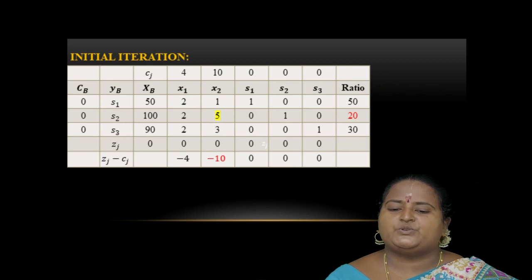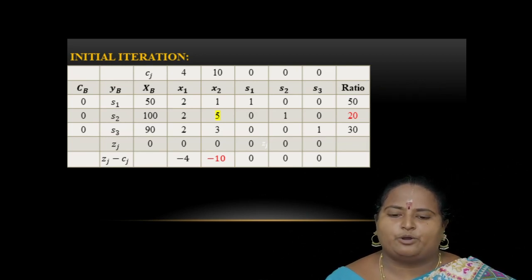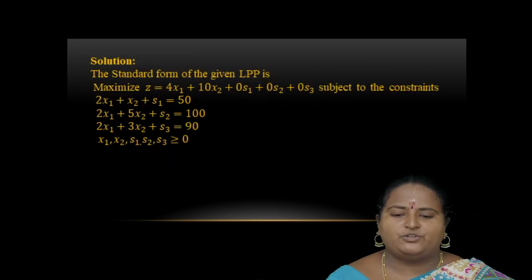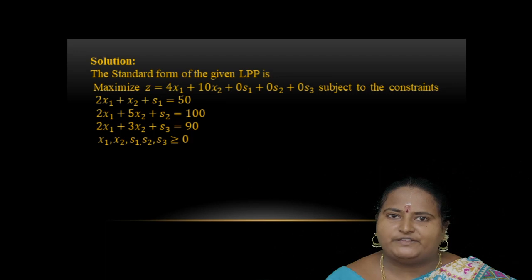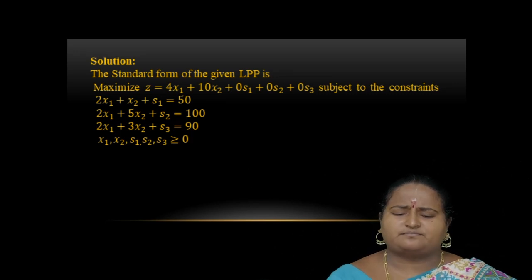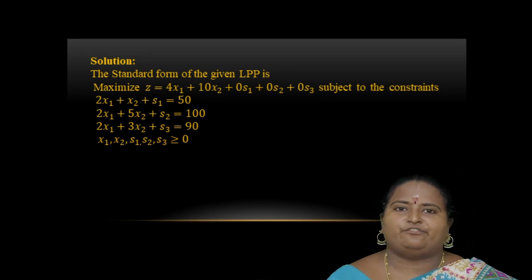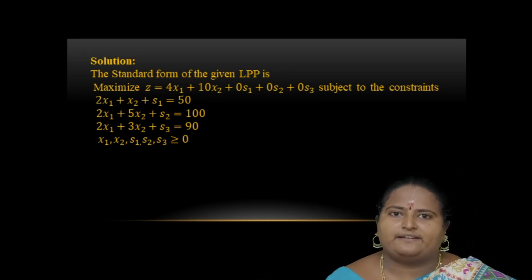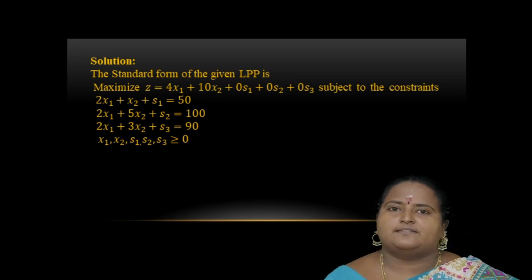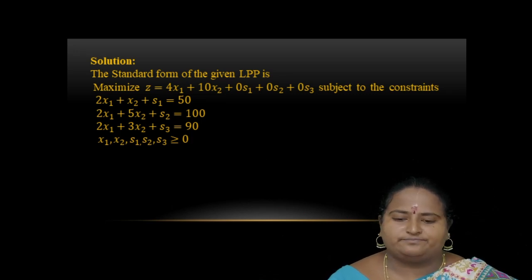Now we are going to form a table for solving the given linear programming problem using Simplex method. For that, first we have to check whether the given linear programming problem has an initial basic feasible solution. So here we have added three slack variables. So we can form a 3 cross 3 identity matrix which is the basis matrix. So we can start our initial iteration.